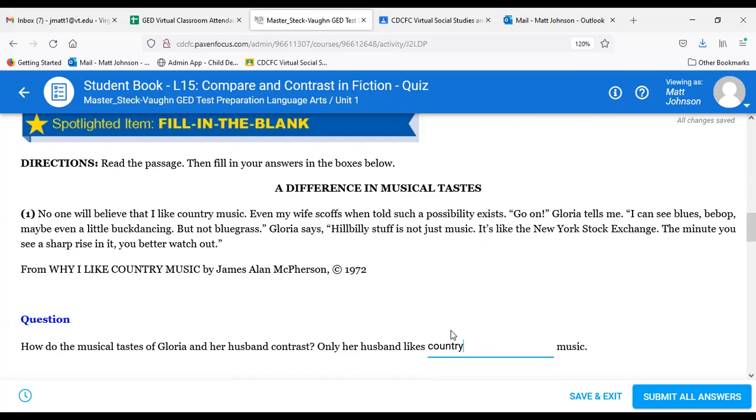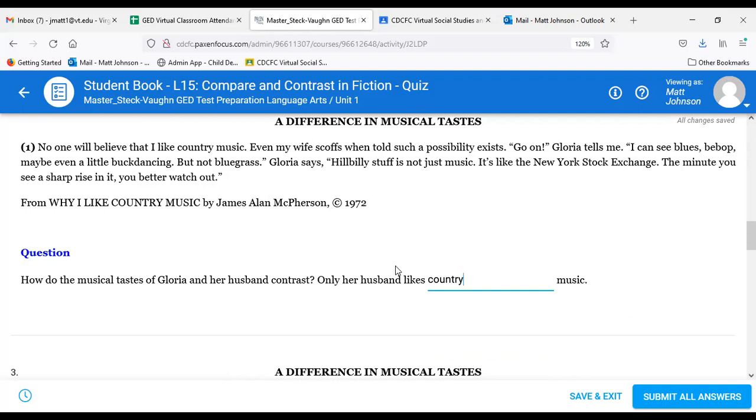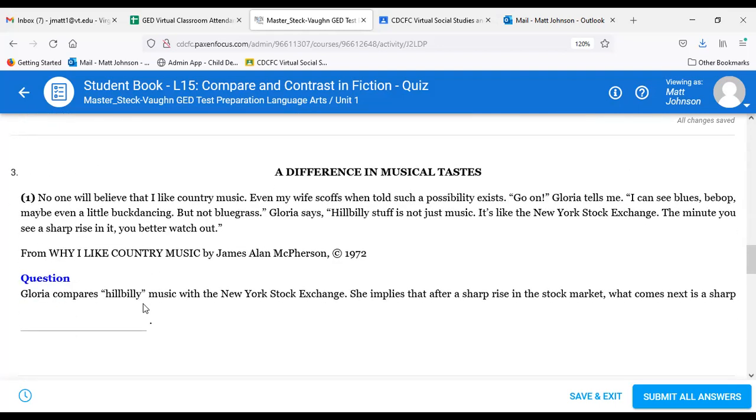And we're going to read a little bit more from this piece. But what's kind of important to point out here too is that Gloria and her husband are African American. So there's a bit of humor when she's talking about, hillbilly stuff is not just music, right? It's like the New York Stock Exchange, the minute you see a sharp rise in it, you better watch out. And so we'll take another look here.